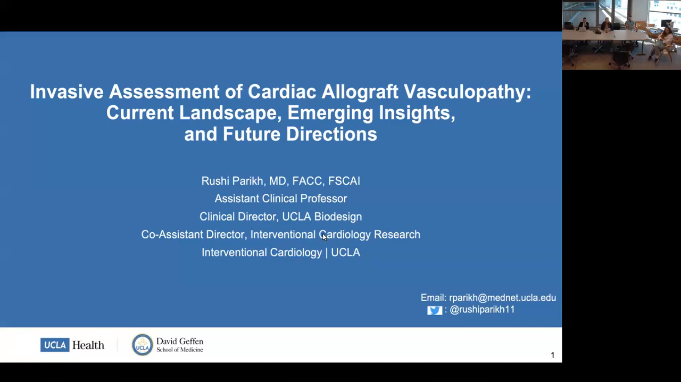And I think all of the fellows on here can attest from working with him in the cath lab, on consult rotations, and in the CCU, he's also an excellent clinician educator and fellow advocate, and we're excited to have him here today to speak on his work on cardiac allograft vasculopathy after transplant.